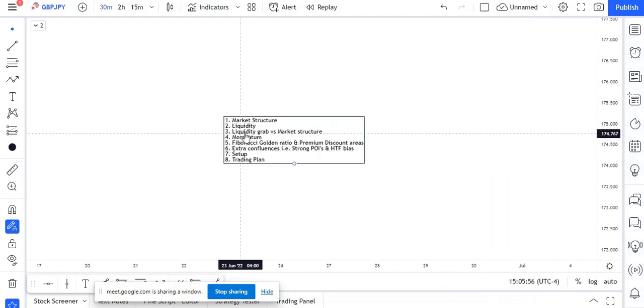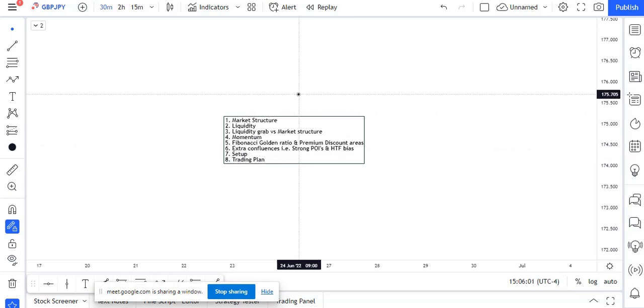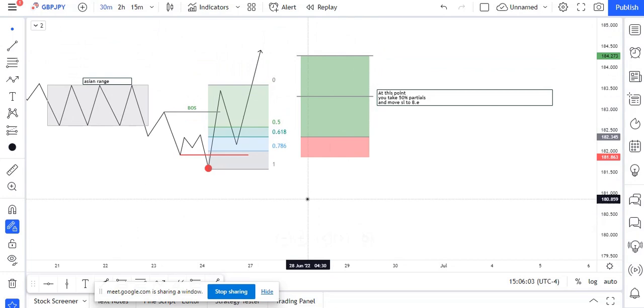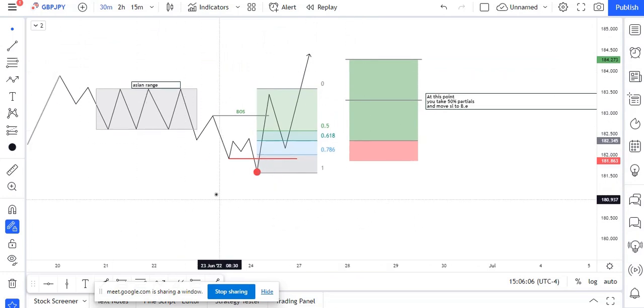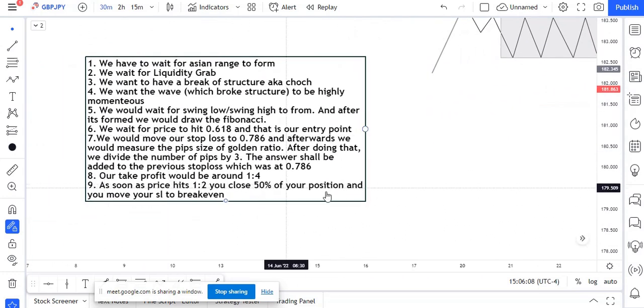Yesterday we had a bit of discussion about the setup and the trading plan. We had the setup right here, and I explained the trading plan in the form of rules right here.